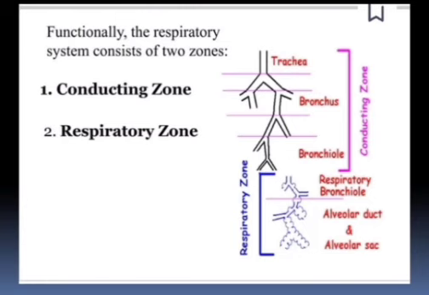So from the trachea down to the terminal bronchus represents the conducting zone. Alright? And then from the respiratory bronchus down to the alveolar sac represents the respiratory zone.